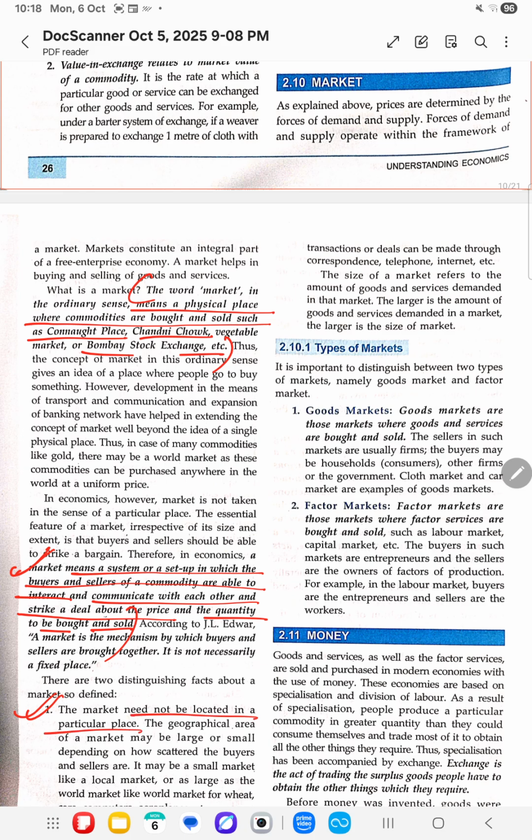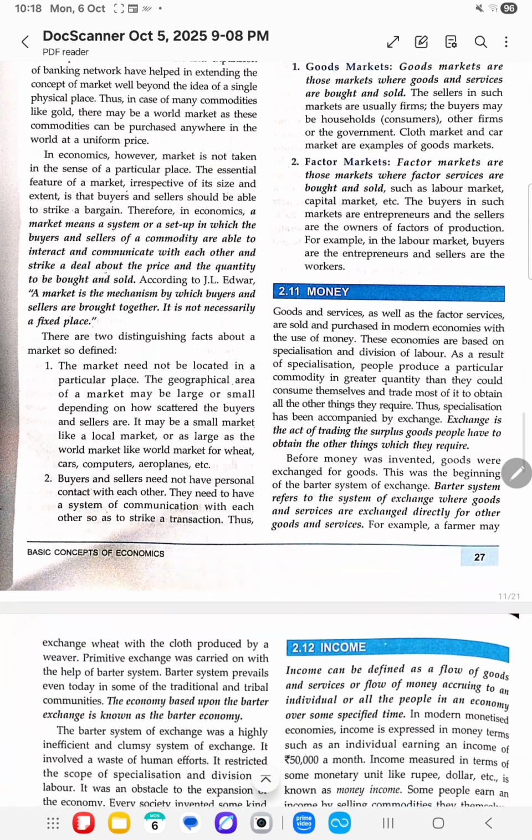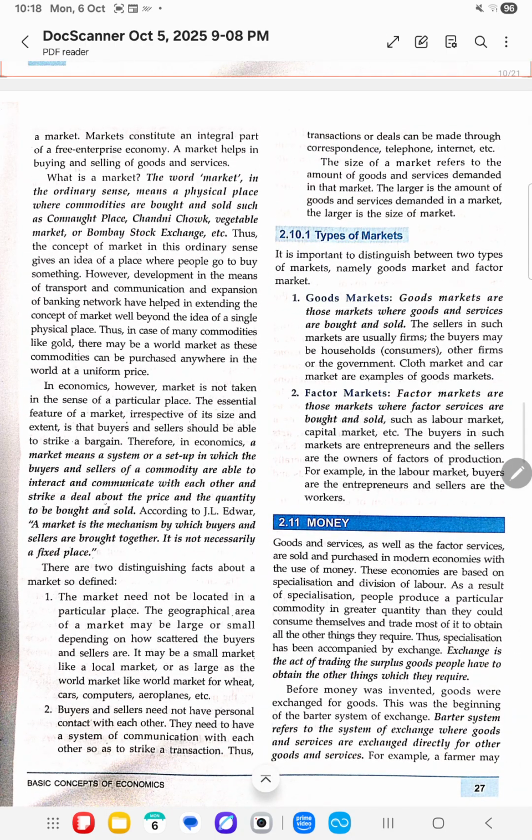Next, the second point is that buyers and sellers need not have personal contact with each other. These two are the distinguishing facts of a market, which means it is different from the word market that we use in day-to-day life. Because it need not be a physical place only. It can be an online market as well, which is more prevalent now.